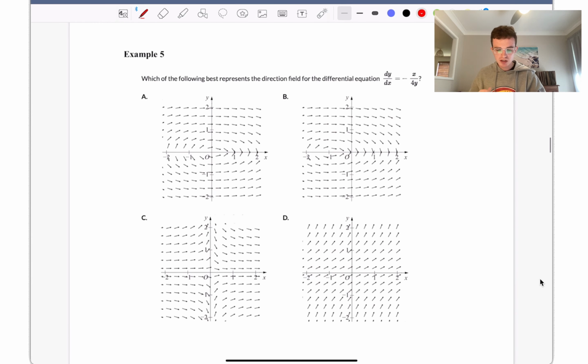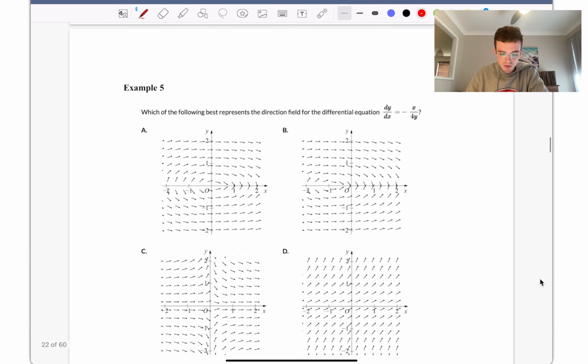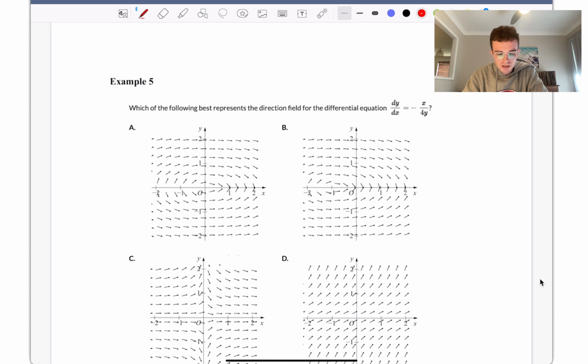Okay. I might skip down to these questions here. So these are some HSC questions. Which of the following diagram best represents the direction field for the differential equation dy dx is minus x on 4y? So to do these, we're going to consider each of the quadrants. So in the first quadrant, x and y are both positive, and there's a negative here. So your gradients have to be going down. So we can rule out option D.